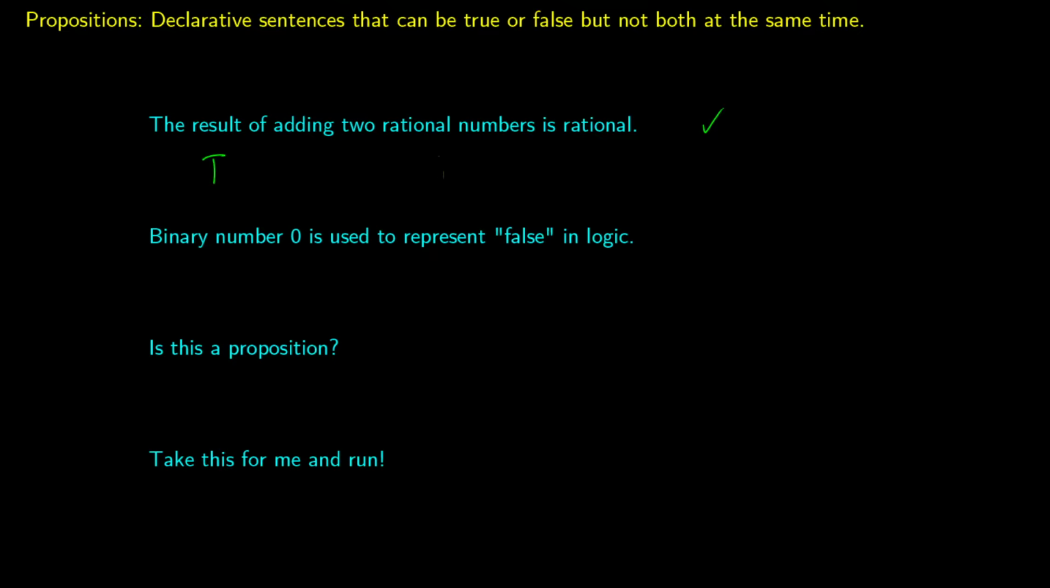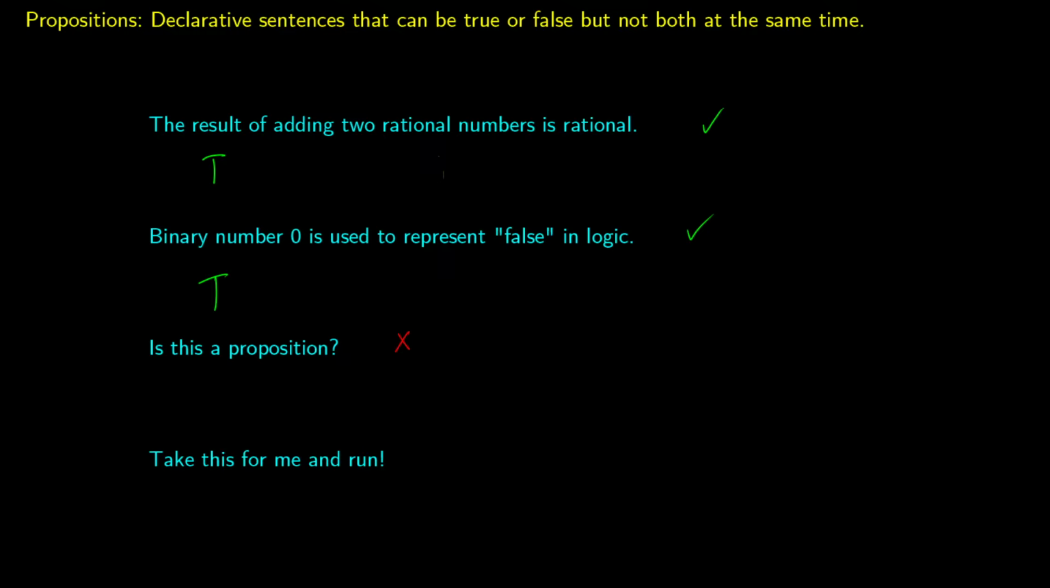Binary number 0 is used to represent false in logic. This is a fact that can either be true or false. It is a proposition, and in this case, it would be considered true. Is this a proposition? Well, this is not a proposition because this is not a declarative sentence. It's not a statement. It is a question. Is this a proposition? True. Is this a proposition? False. Doesn't really make much sense here. So no, that is not a proposition.